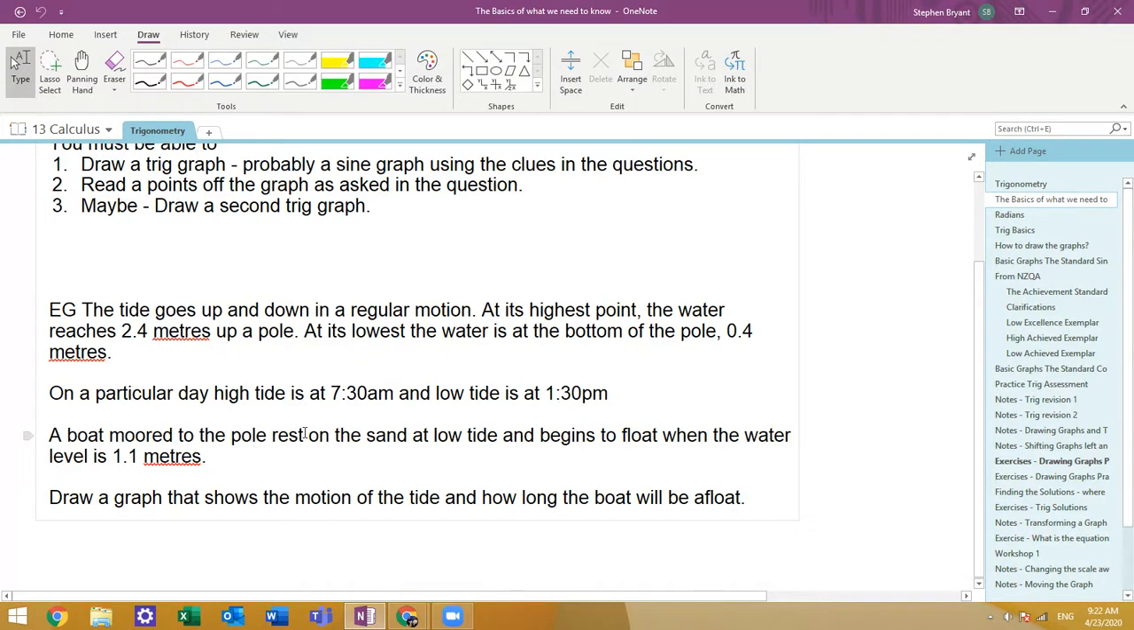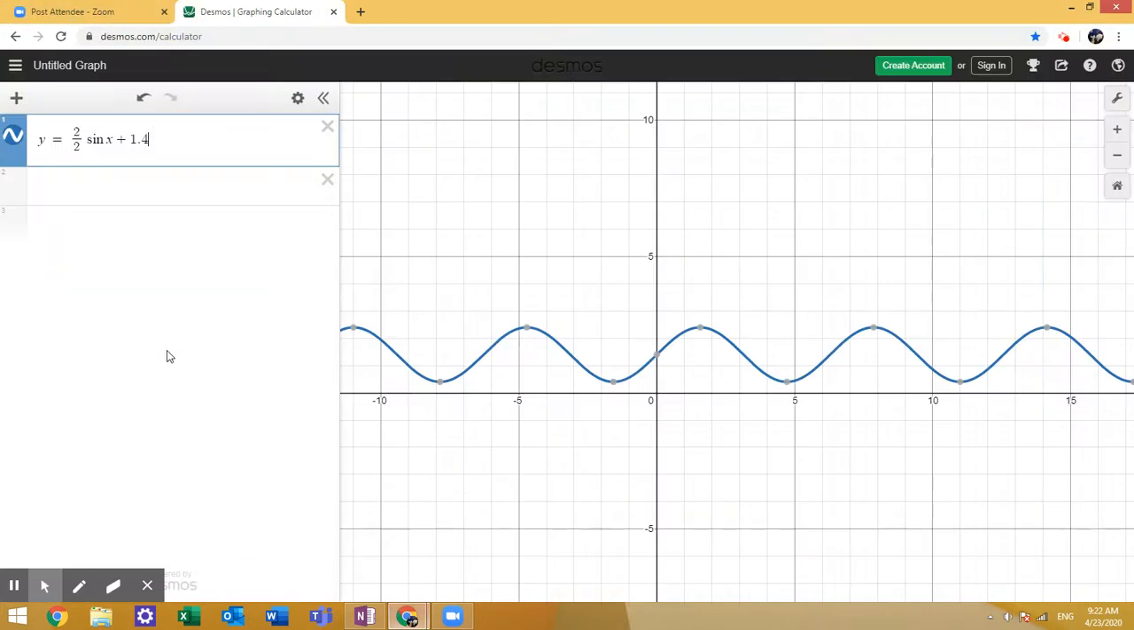So I need to go from 7:30 to 1:30. That's 6 hours. I'm going to change that to 7.5 to 13.5 just to keep it straight in my mind, those are the hours I need. So 13.5 take away 7.5 is 6 hours. That's half my wavelength, from the top to the bottom. But I want to go back to the top again to get a full wavelength. So that's going to be 12 hours. So back to my graph.